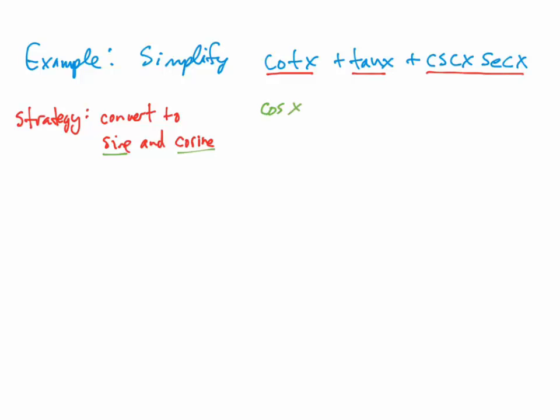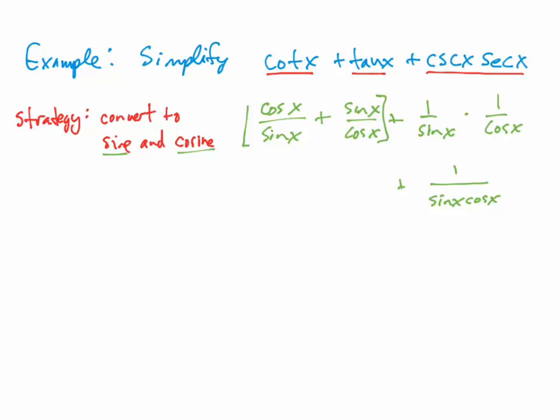So cotangent, we could write as cosine x over sine of x. Tangent, we can write as sine x over cosine x. And then plus cosecant is 1 over sine, and secant is 1 over cosine. Okay, so we have gotten this down into two different trig functions. What I'm going to do here is write this fraction as 1 over sine x cosine x. And then these two fractions, I would like to add together, and to do so I need a common denominator. The common denominator between these two fractions is sine x cosine x. So this first fraction I need to multiply by cosine x over cosine x. Here I need to multiply by sine x over sine x.